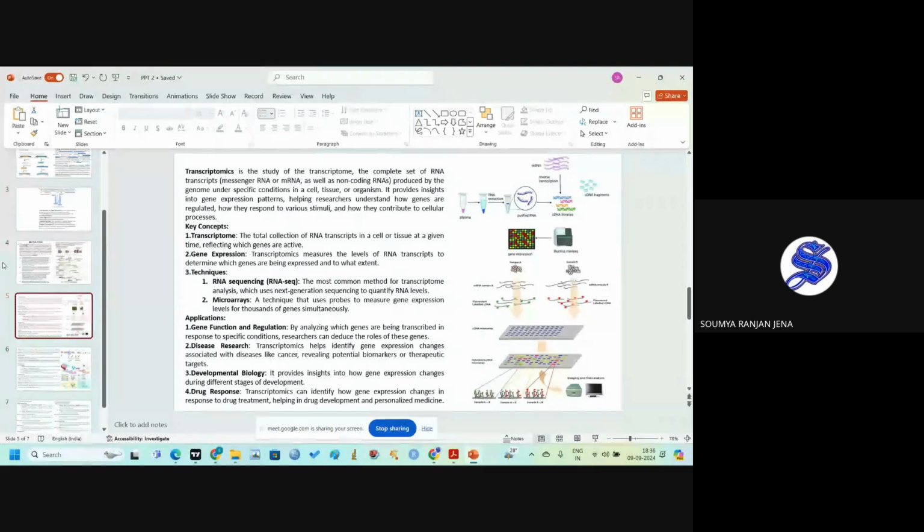Then, if you go to the key concept of the transcriptome, the transcriptome is the total collection of RNA transcripts. These are the collection of RNA transcripts in a cell or tissue at a given time, because some transcripts are required.